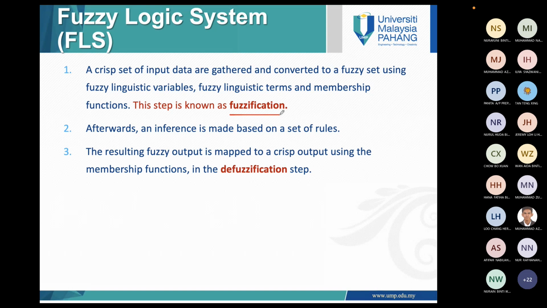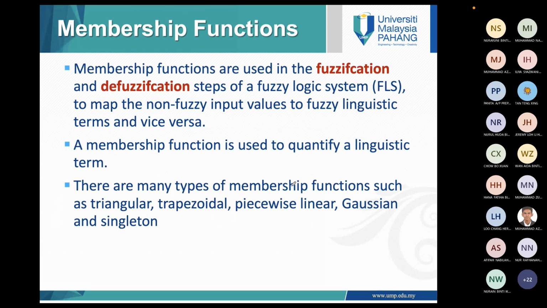Okay, kita convert daripada crisp set of input data into a fuzzy set. That's what we call the fuzzification. Afterward, an inference is made based on the set of rules, and the resulting fuzzy output is mapped to a crisp output using the membership function in the defuzzification step. So the membership function is used in the fuzzification and the defuzzification. It's also used to quantify the linguistic term.